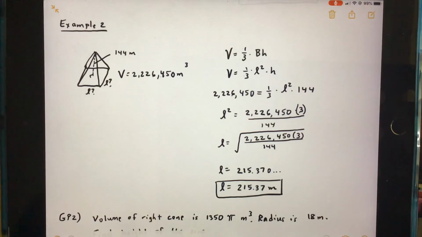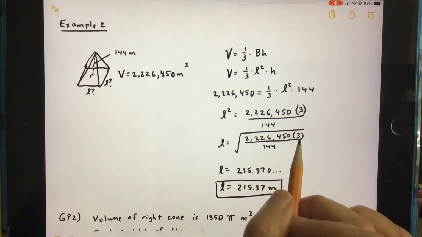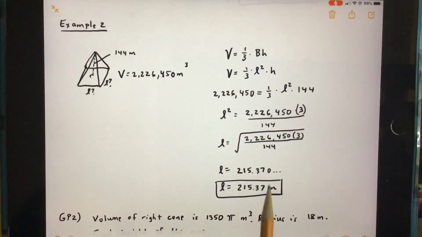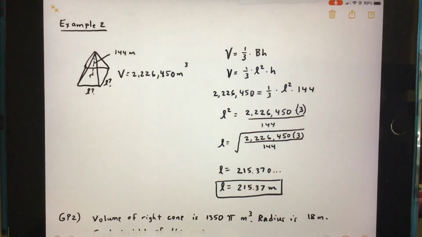Then I'll take the square root of both sides, and all I have to do is plug into my calculator the square root of 2,226,450 times 3 divided by 144. And on my calculator, I'll see 215.370 and a bunch of digits after that, rounding off to the nearest hundredth. This 7 right here is in the hundredths place. That 0 makes it round down. So length is 215.37 meters. So again, the base will be very long. This is a pyramid, and it is a large scale figure. And that accounts for the length that we get here. That is a lot of meters.